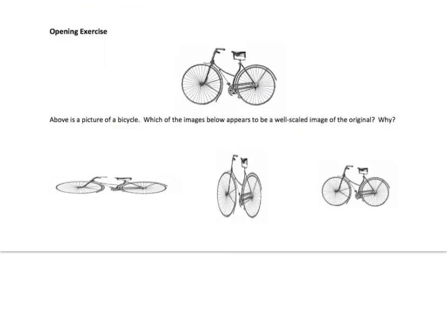First of all, above is a picture of a bicycle. Okay, which of the images below appears to be a well-scaled image of the original? Why? This one looks like we've shrunk it down from top to bottom. This one looks like we squished it from left to right. This one right here, it has held its original shape. It's just gotten smaller. That's what it means to be well scaled. It's the initial intent of scaling.